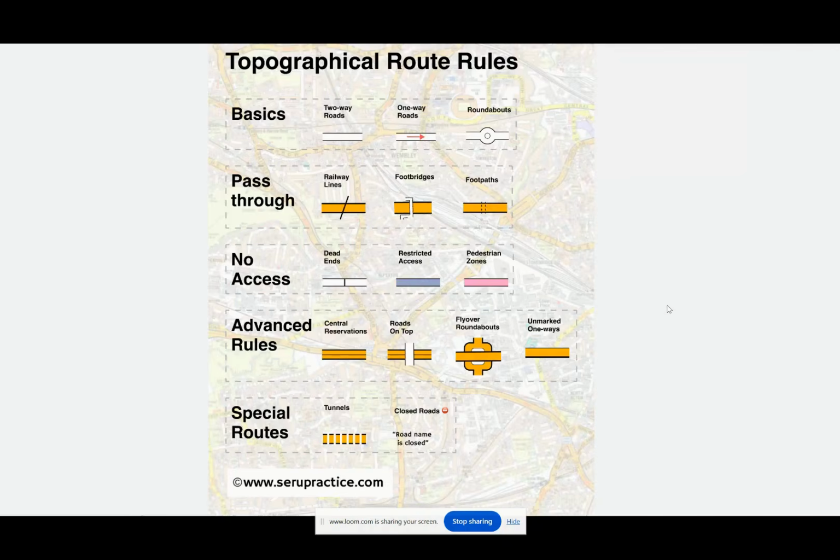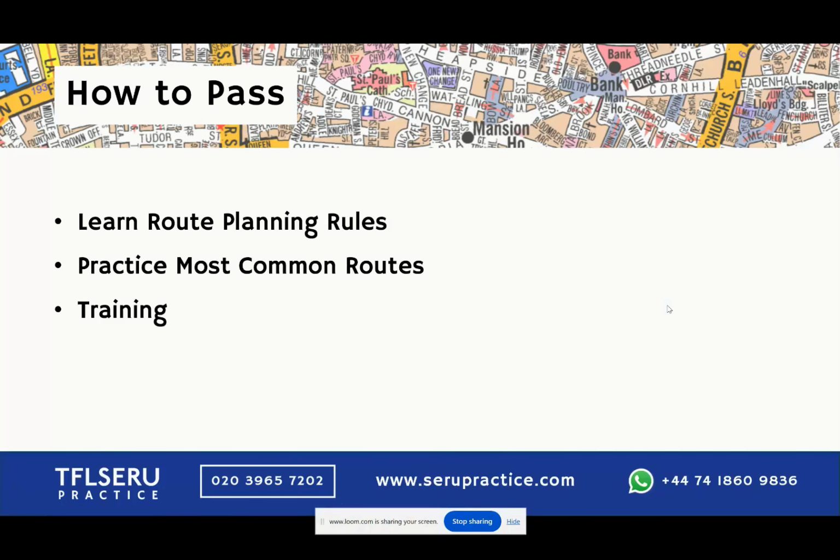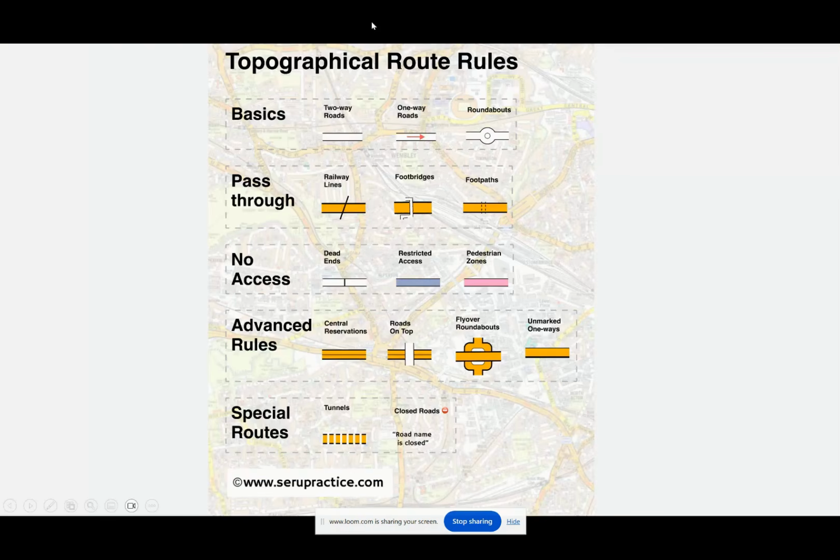So, in summary, if you want to maximize your chances of passing, begin by learning the route planning rules thoroughly, understanding them, and then take those rules and apply them by practicing the most common routes that come up again and again. Using this method, if you do it correctly, when you go to the assessment, no matter which route comes up, even if it's a route that you don't recognize, because you know the rules and can apply them, you will be able to solve any route planning question.